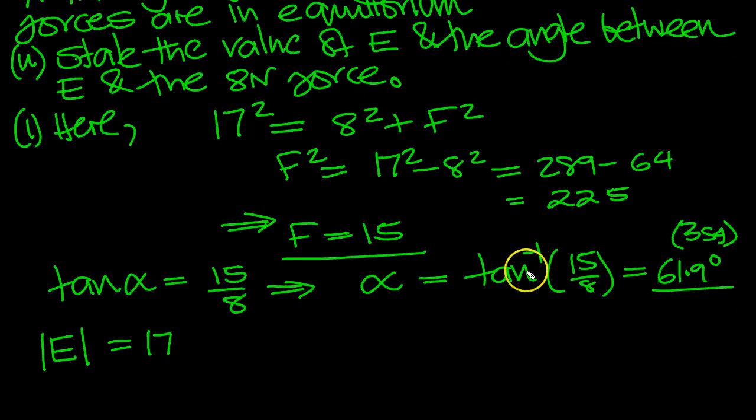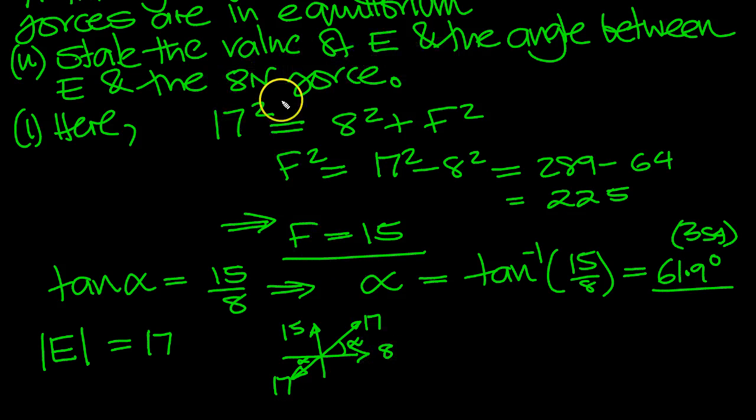And the angle between E and the 8 Newton force: here's the 8, here's the 15, here's the 17. This was the resultant force and this is alpha, so to make equilibrium this would need to be alpha here and this would need to be 17.